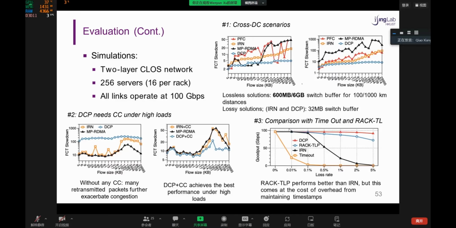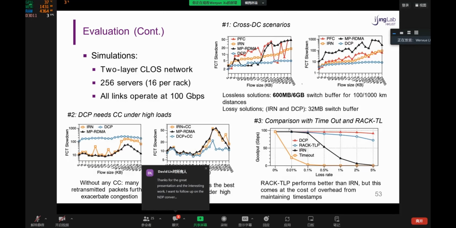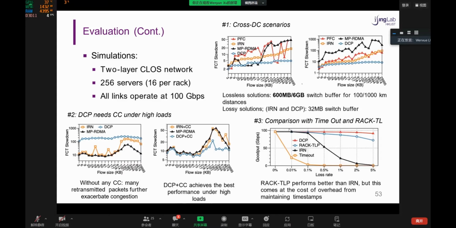That's your guess. Yes, because DCP focuses on reliability, on how to improve the loss recovery efficiency, and congestion control is at another level. Congestion control is for controlling the sending rate, not for loss recovery. So DCP is actually compatible with any CC algorithm. In its architecture, DCP is decoupled from the CC module.